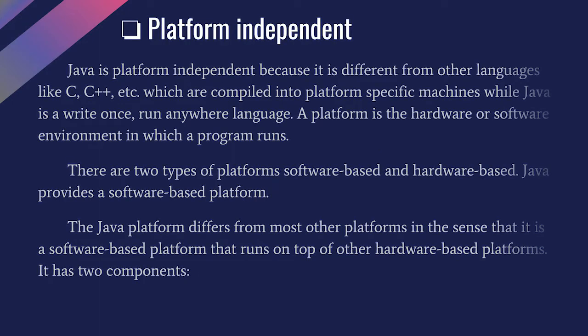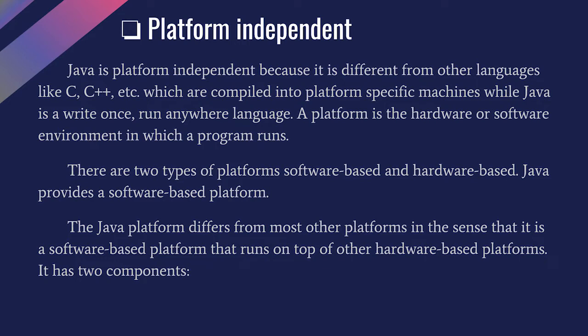Platform independent. Java is platform independent because it is different from other languages like C, C++, etc., which are compiled into platform-specific machines, while Java is a write-once, run-anywhere language. A platform is the hardware or software environment in which a program runs. There are two types of platforms: software-based and hardware-based. Java provides a software-based platform. The Java platform differs from most other platforms in the sense that it is a software-based platform that runs on top of other hardware-based platforms.